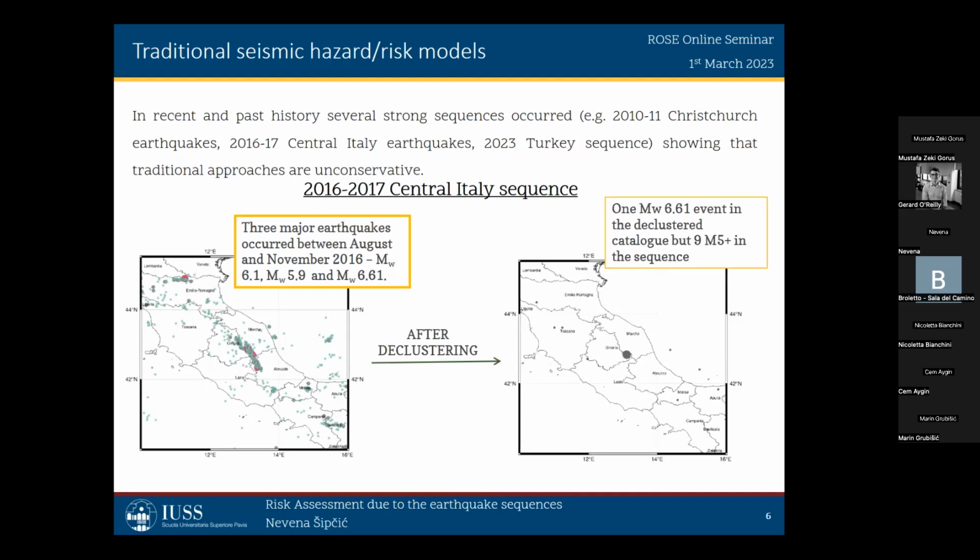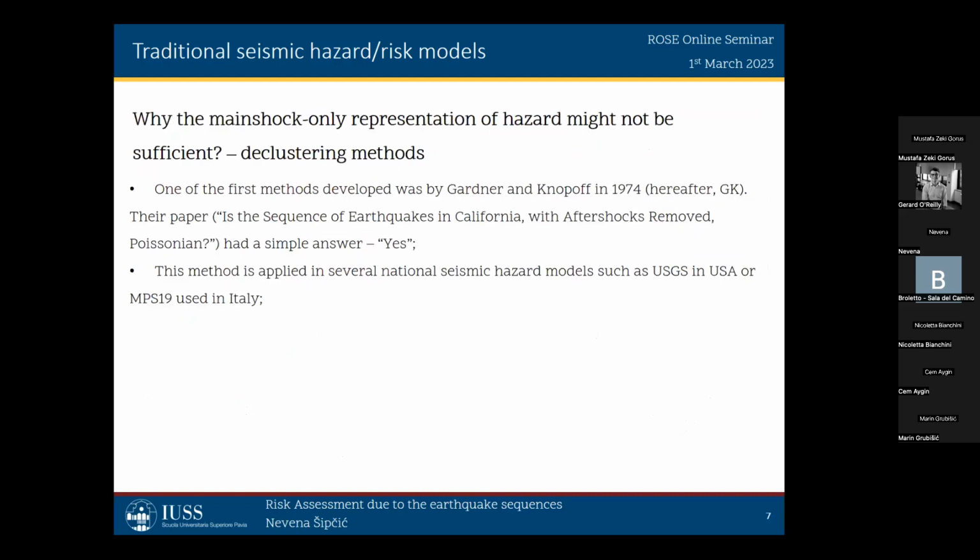After the declustering, we would be left with only one event in this entire sequence, which has the largest magnitude, 6.6. So when it comes to the traditional seismic hazard models, all of these dependent events never happened. Only the largest magnitude event with 6.6 magnitude happened. So why are these traditional approaches unconservative? Why might the main shock only representation of hazard not be sufficient?